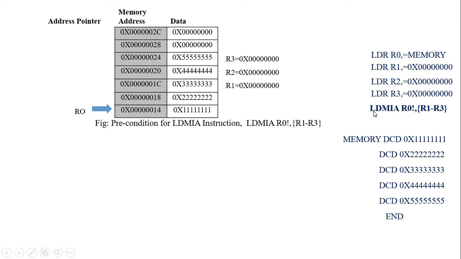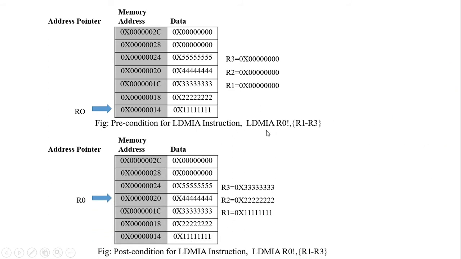Here I wrote one instruction, LDMIA, load multiple registers increment after. What happens? First the memory data at the address in R0 will be loaded to the R1 register, then it is incremented by 4 locations, then R2 is loaded, then again incremented by 4 locations, then R3 is loaded. That is the meaning of increment after. We can observe after the execution of the LDMIA instruction how the data is loaded to the registers. See here R1 is loaded with 1111, R2 with 2222, R3 with 3333.